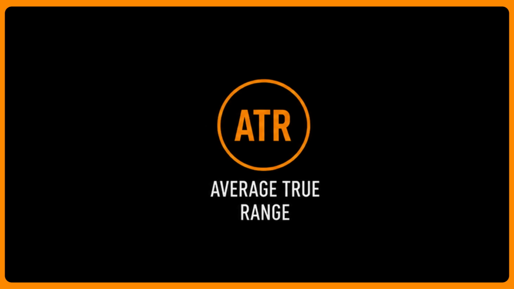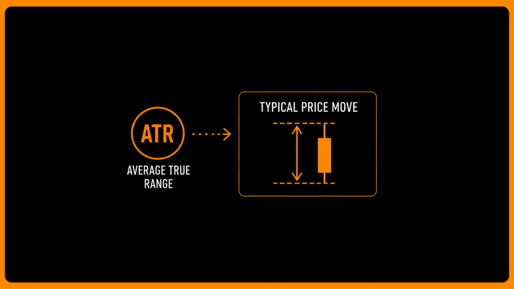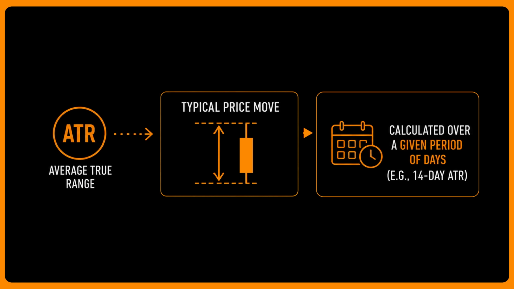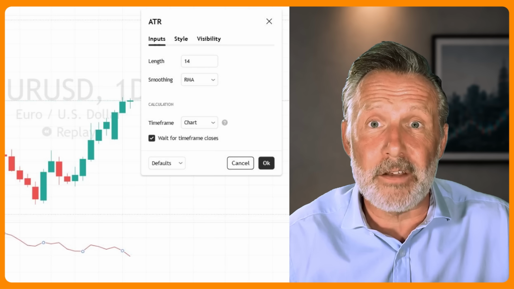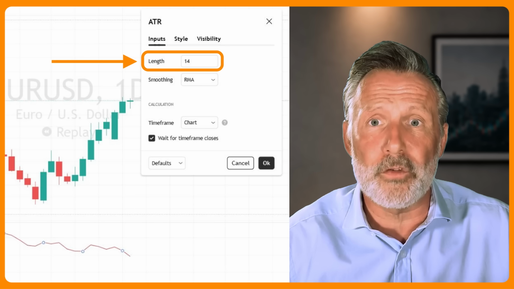Let's simplify what the average true range tells us. Known as the ATR, it shows how much the price typically moves over a given period of days. As an example, the daily ATR on the euro against the US dollar is 74 pips. That means that over a given period of days, the average daily range that this major asset has traded is 74 pips. You can adjust the days, but the default setting is 14.